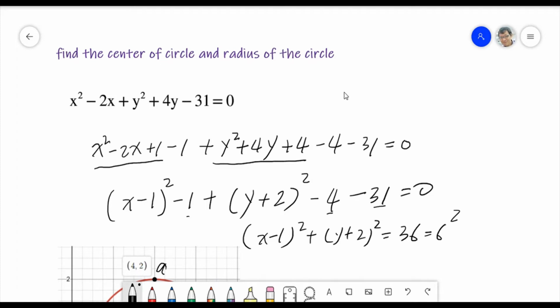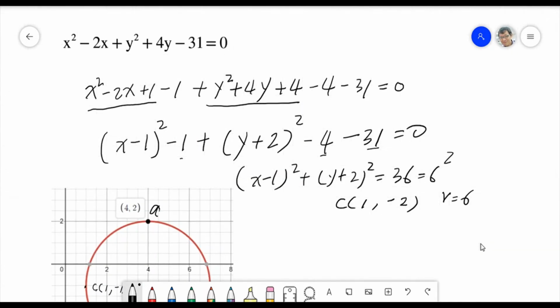So right now we are very clear to know what the center is, right? The center is at, this is x, so 1, this is y, negative 2. What's the radius? The radius here is 6. Okay, right? So this question is already solved. I gave you the random form of the equation, and this way you can find the center of the circle as well as the radius.